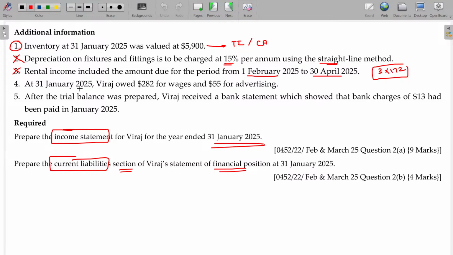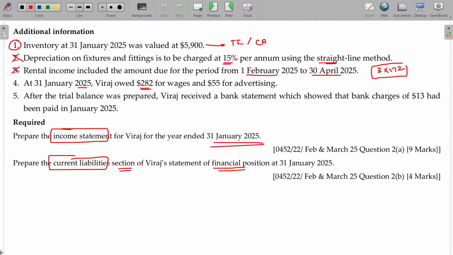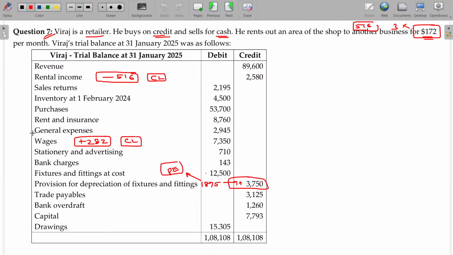And at 31st January 2025, Viraj owed 282 for wages. So there is an outstanding wages of 282. So here add 282. As the amount is payable, it's a part of current liabilities. Is that clear? And then 55 for advertising. For advertisement, there is an outstanding amount. So in advertisement also you have to add this 55. Double entry: one is addition, another is part of current liabilities. Pair should be recorded twice.